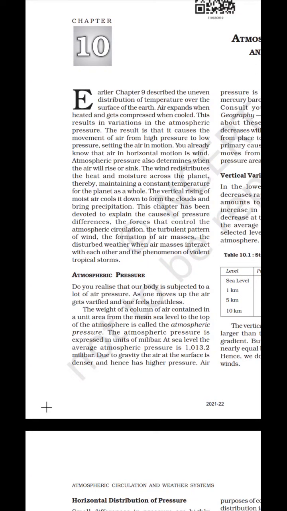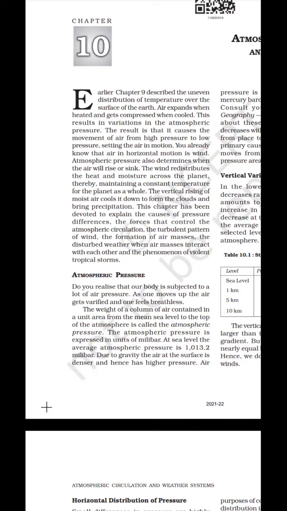Earlier, chapter 9 described the uneven distribution of temperature over the surface of the air. Air expands when heated and gets compressed when cooled. This results in variations in the atmospheric pressure. The result is that it causes the movement of air from high pressure to low pressure, setting the air in motion. You already know that air is in horizontal motion. Atmospheric pressure also determines when the air will rise or sink.